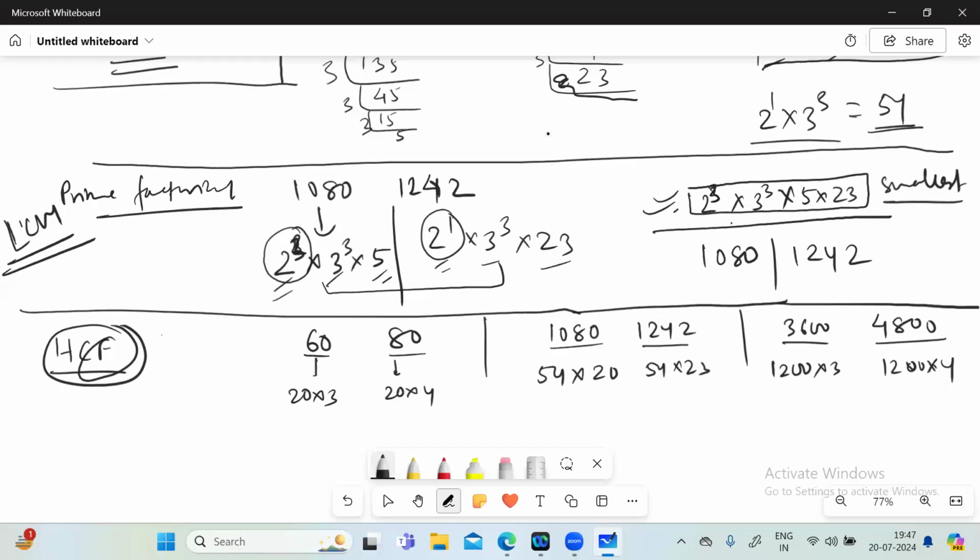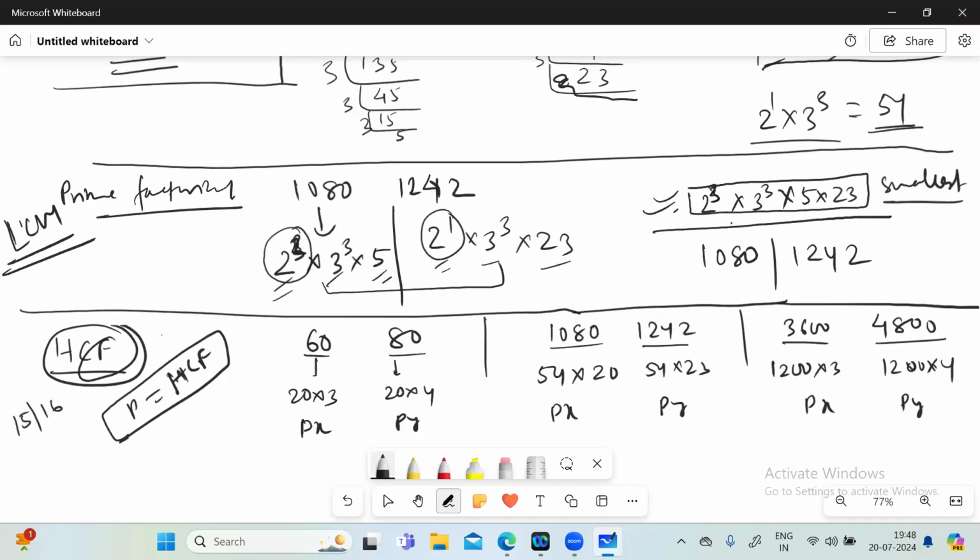I'm writing all these pairs of numbers as Px and Py. P is the common symbol for HCF. So all these numbers we have represented here in Px and Py format. So now you can just visualize or realize that any pair of numbers can be written in Px and Py format. So even if these two numbers are co-prime, like 15 and 16, it can be written as 1 into 15 and 1 into 16. Okay.